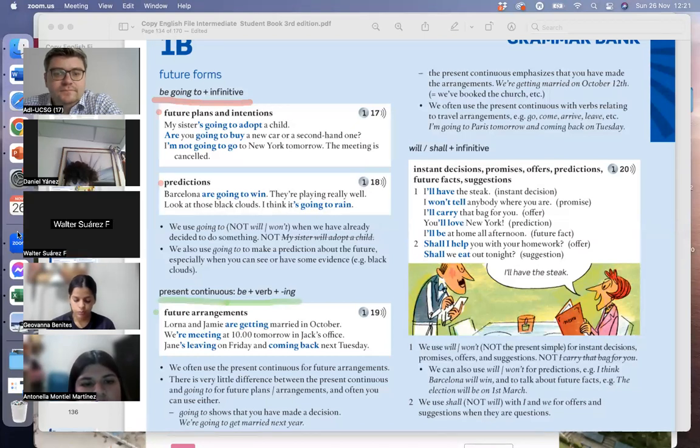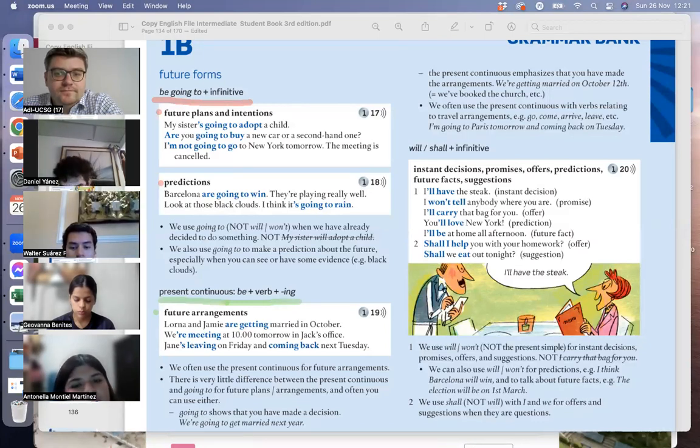And then the rules. We use going to, not will or won't, when we have already decided to do something. Not my sister will adopt a child. We also use going to make a prediction about the future, especially when you can see or have some evidence, like black clouds. Okay, very good.